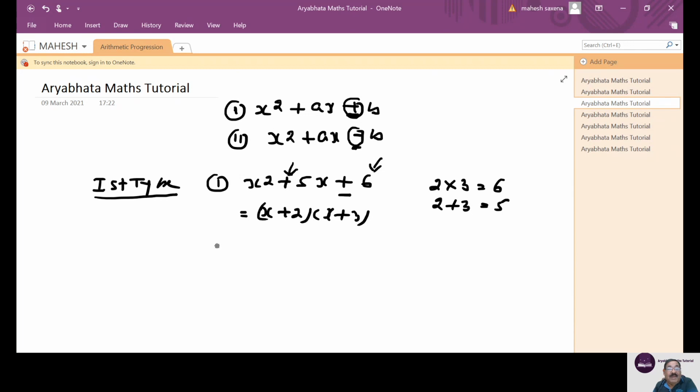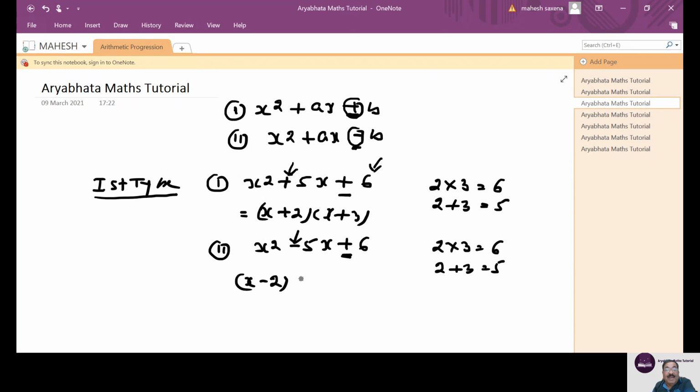So take the second example. Suppose it is x square minus 5x plus 6. In this again, since the constant is positive, we will break 6 into two terms such that their product is 6 and sum is 5. It is again 2 and 3, since 2 into 3 is equal to 6 and 2 plus 3 is equal to 5. But here the middle term is negative. Therefore, the factors of this will be x minus 2 and x minus 3.